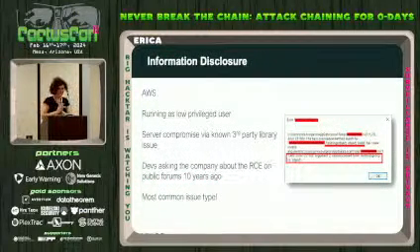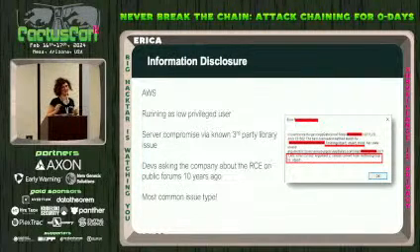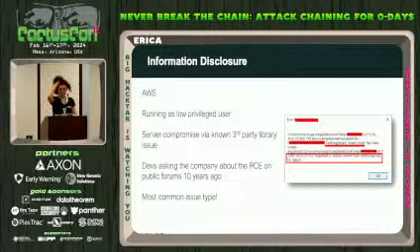So for my last example, we've got information disclosure. Just because this is low severity does not mean it's boring, and it doesn't mean that the server didn't get pwned, because it did. So it looks like this. This is another AWS server.